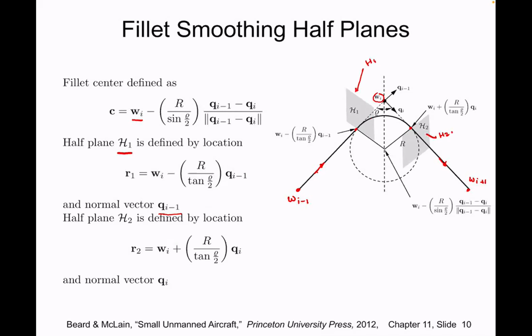And please note that half plane H1 contains part of the fillet radius and the initial direction of the waypoints from wi minus 1 to wi. And H2 is the half plane that consists of part of the fillet radius and the direction in which the UAV needs to travel from waypoint i to waypoint i plus 1.